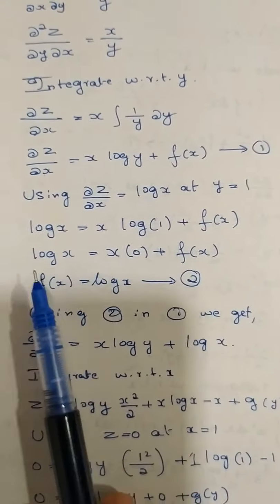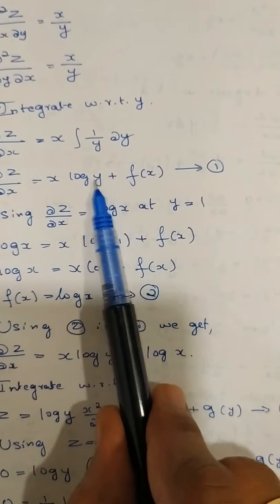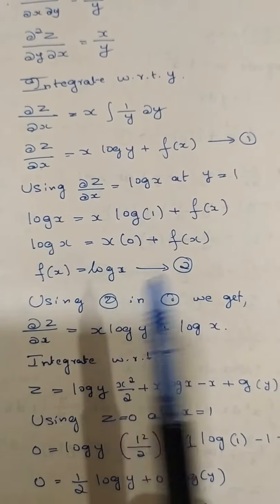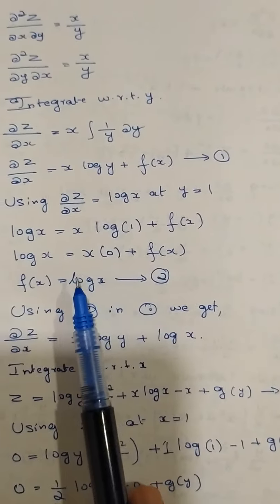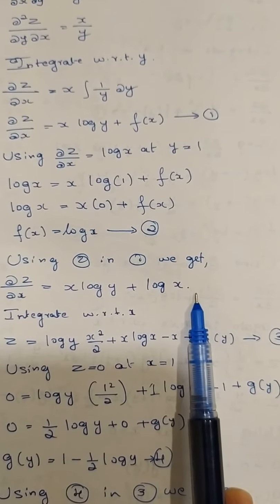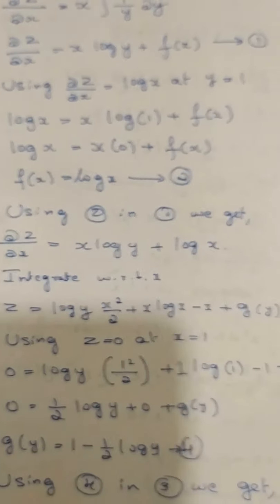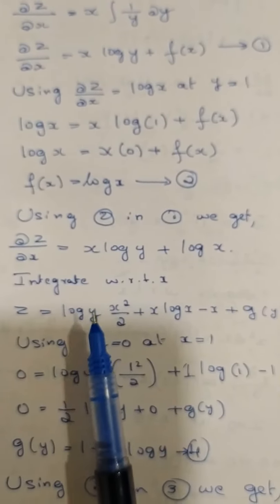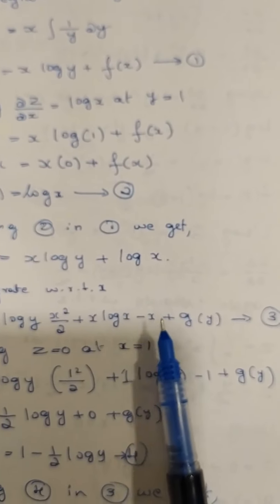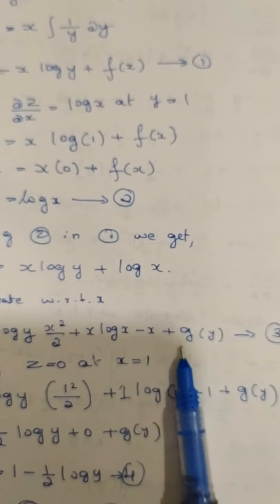Now by using this condition, del z by del x is log x at y is 1, so log x equals log 1 plus f of x. Log 1 is 0, so f of x is log x only. Then using f of x equal to log x in equation number 1, we get del z by del x as this. Okay. Now what is the variable? x. Now integrate with respect to x. Now y is constant. Then we get z equals log y constant, integration of x is x square by 2, plus x log x minus x. Integration of log x is x log x minus x. Very important. Plus g of y.